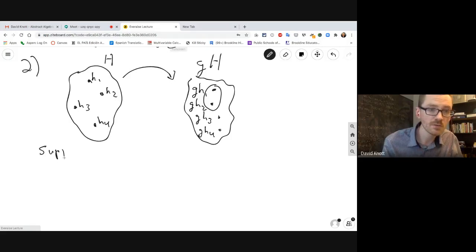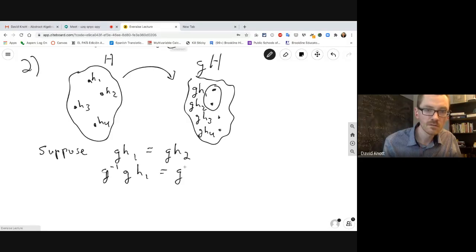Let's suppose that 2 of these actually are the same. Say GH1 is equal to GH2. What I can do is multiply both sides by the inverse of G on the left. And I get this. And just like before, G G inverse is the identity element, so this is really just E H1, and E H1 is just H1. They cancel, essentially. And same deal here.